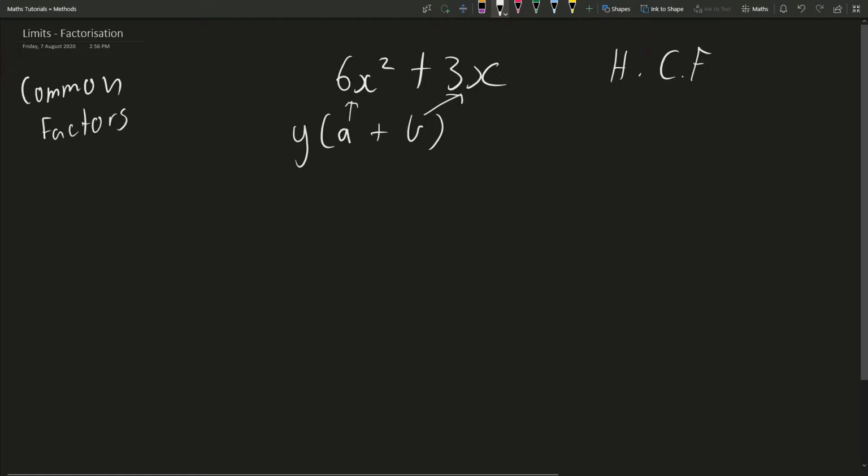So the highest common factor of 6x squared and 3x is 3x. And what do we need to multiply that by to get 6x squared? That's just 2x. And what do we need to multiply that by to get 3x? And that's just 1. And that is your first factorization method.